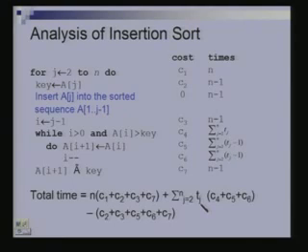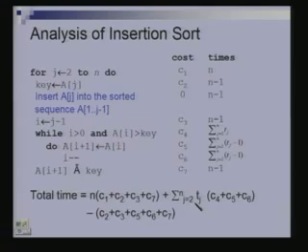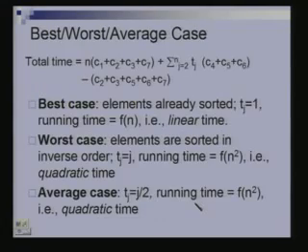T sub j is a quantity which depends upon your instance, not problem, right? There's a difference here. Problem is one of sorting. The instance is the set of numbers, the sequence of numbers that is given to you. So T sub j depends upon the instance. And let's see what difference T sub j makes.